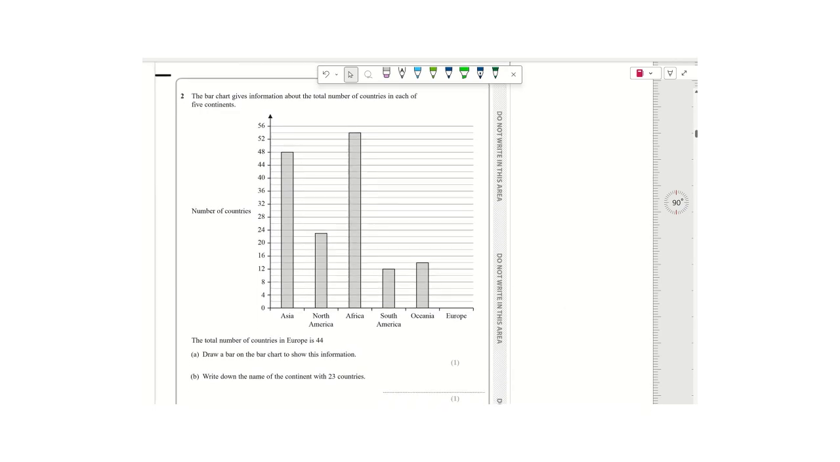So we've got a bar chart about the number of countries in each of the 5 continents, sorry, they haven't put Europe in. They've told you the total number of countries in Europe is 44, and you're asked to draw that information on.